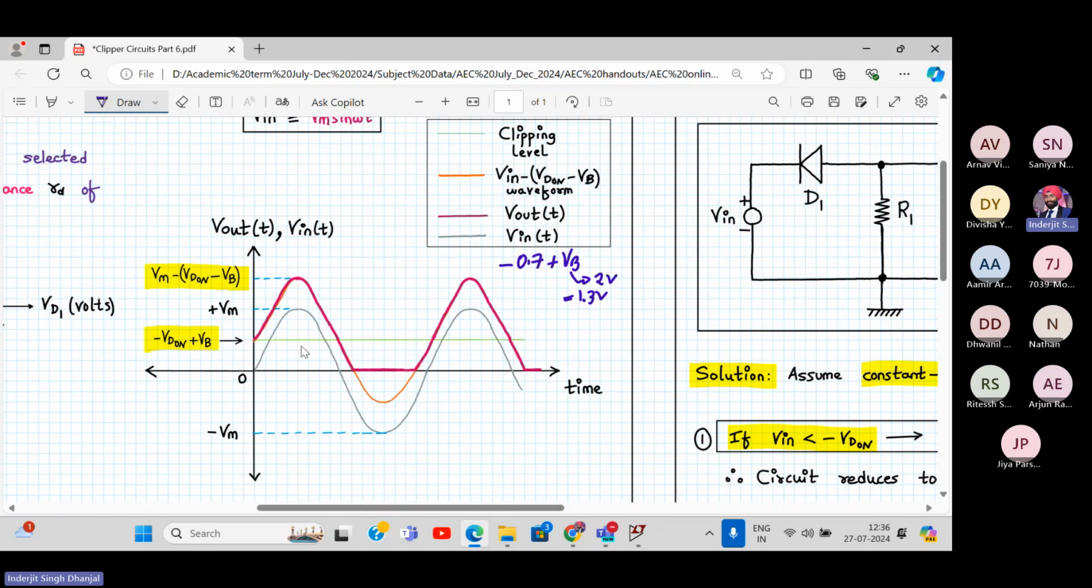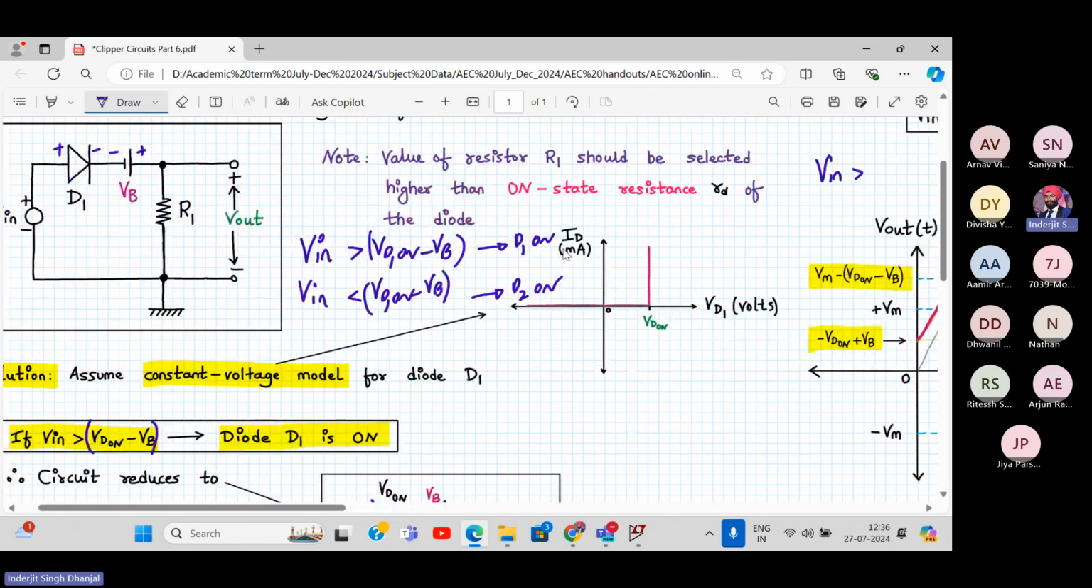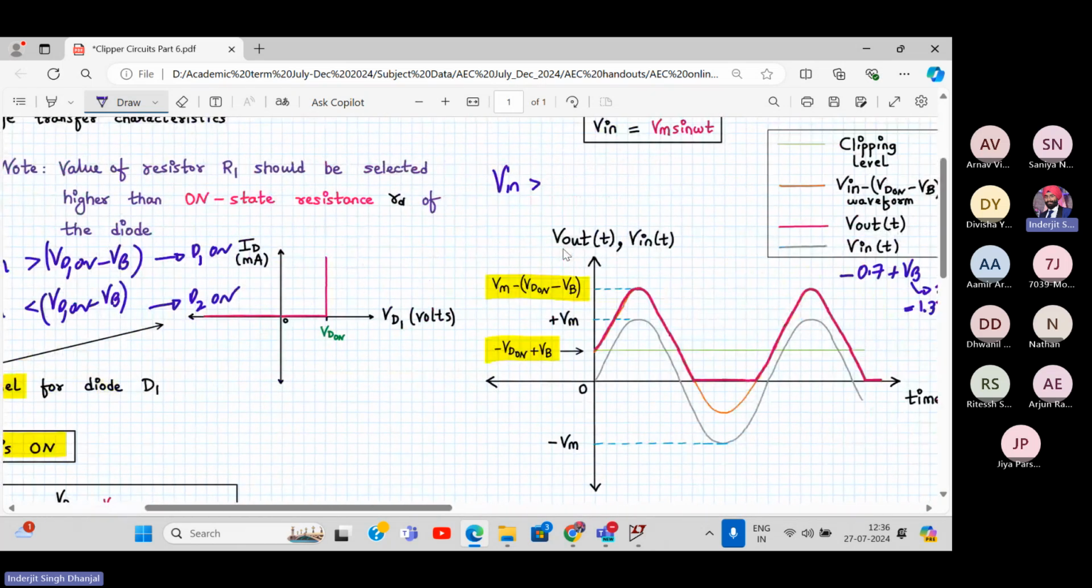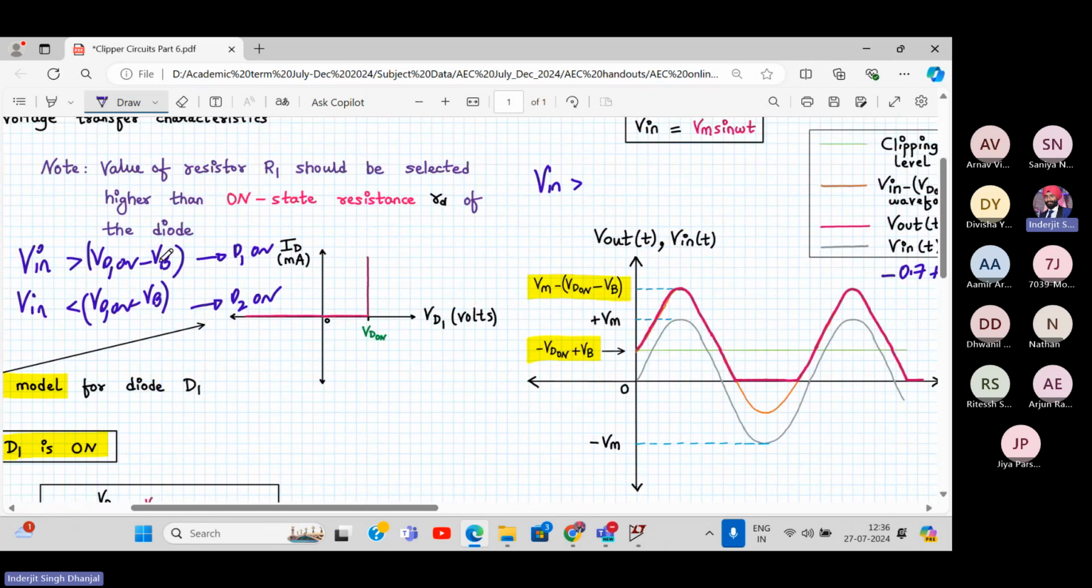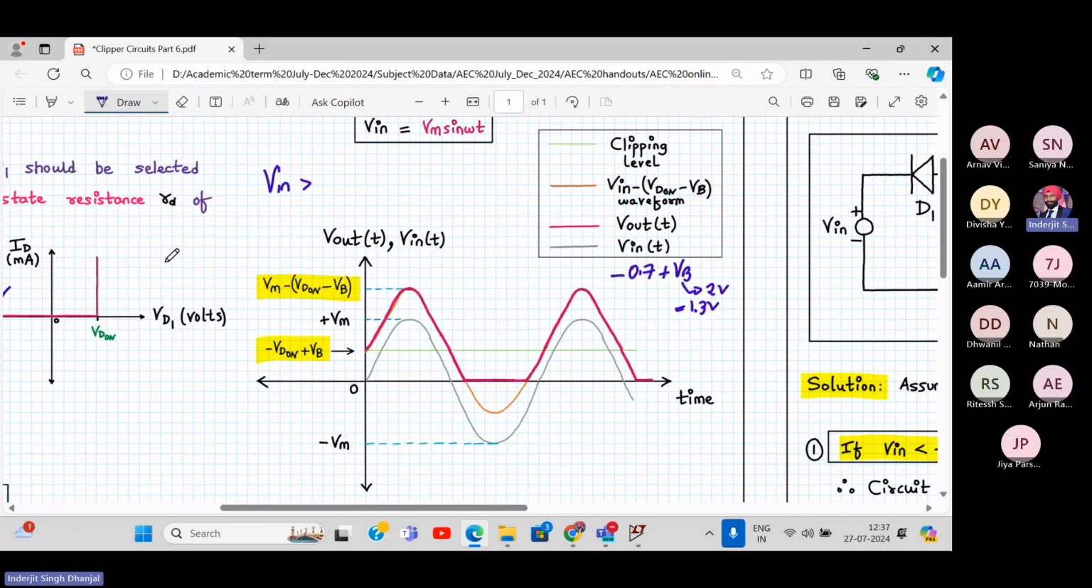Now this will be the level. This will be the level. If V in becomes greater than, let's say this is VD on minus VB. So VB is, let's say, 2 volts. So it will be, yeah. So let's say this is that level which we are talking about.